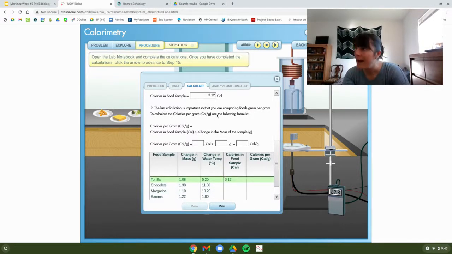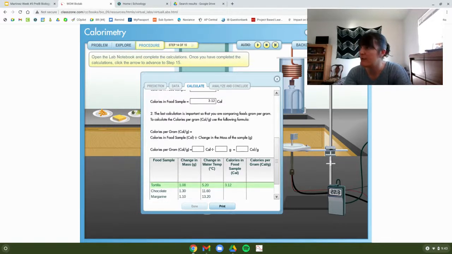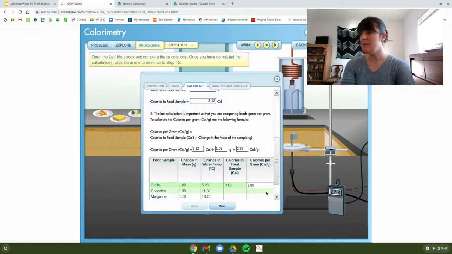3.12. But I didn't burn the exact same amount of every food, so I want to divide it by my total grams so that I can figure out calories per gram. So now I just need to divide that. 3.12 divided by 1.08, 2.89. 2.89 calories per gram. Then I just need to repeat that process for each one of these foods.